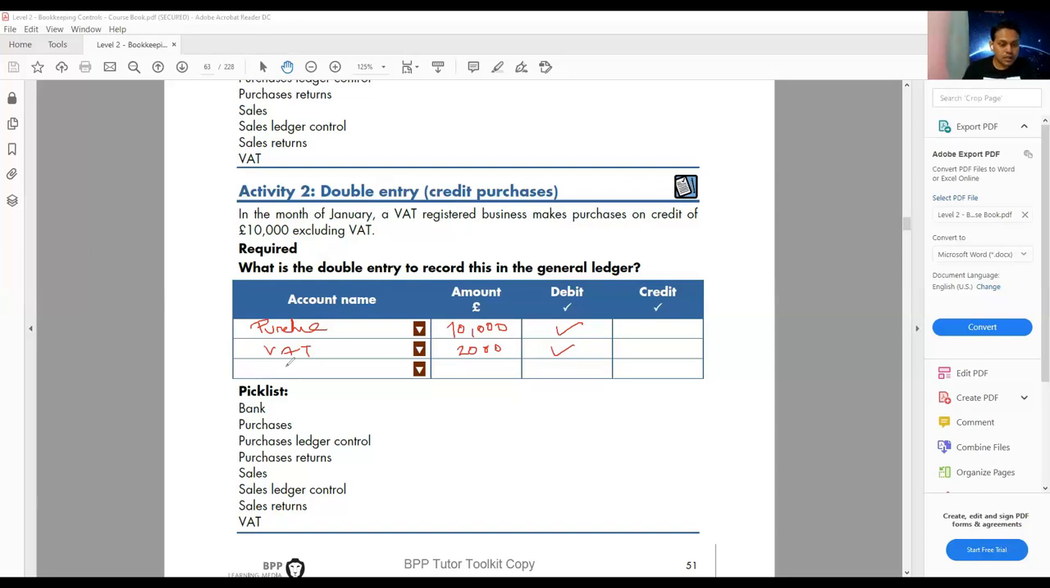So purchase ledger control, 12,000. That's our liability. That's why it's credit. Why liability? I did not make the payment yet. I buy the things, but I didn't pay yet. So it's a liability. All right, I hope all of you know these journals, just to refresh your memory, because you will need them when you prepare the control account.